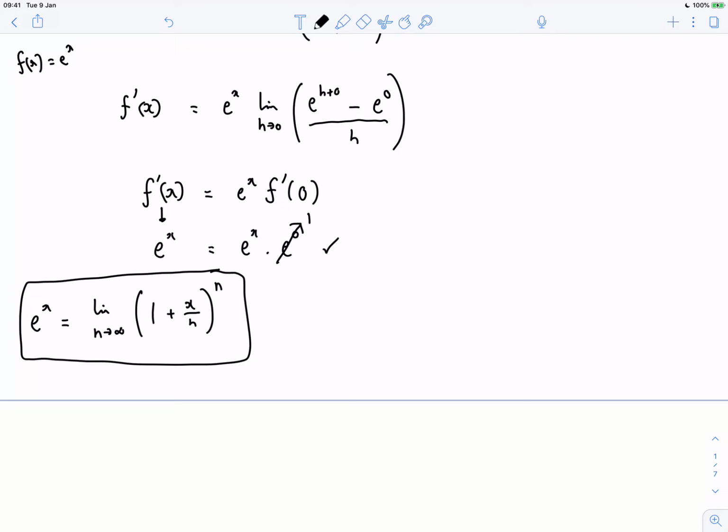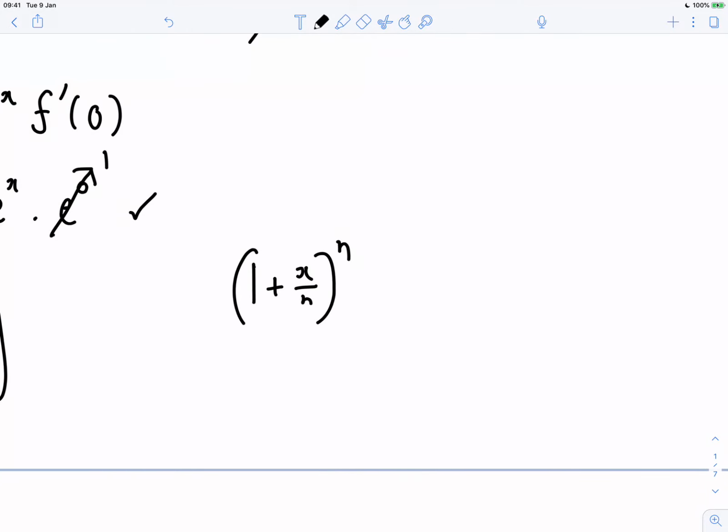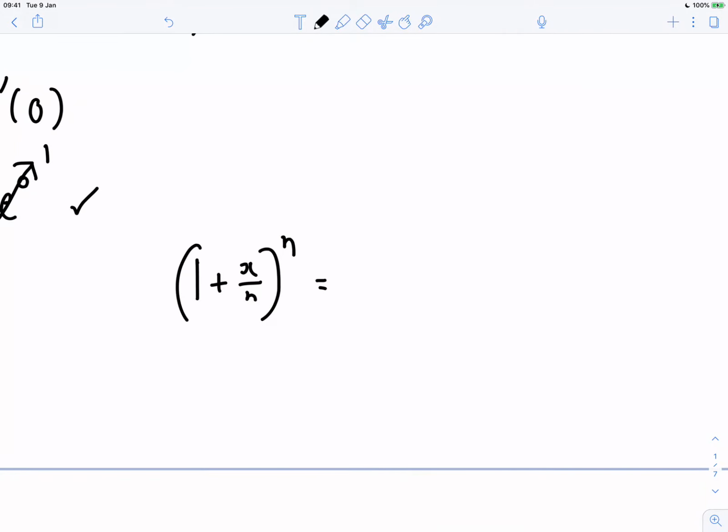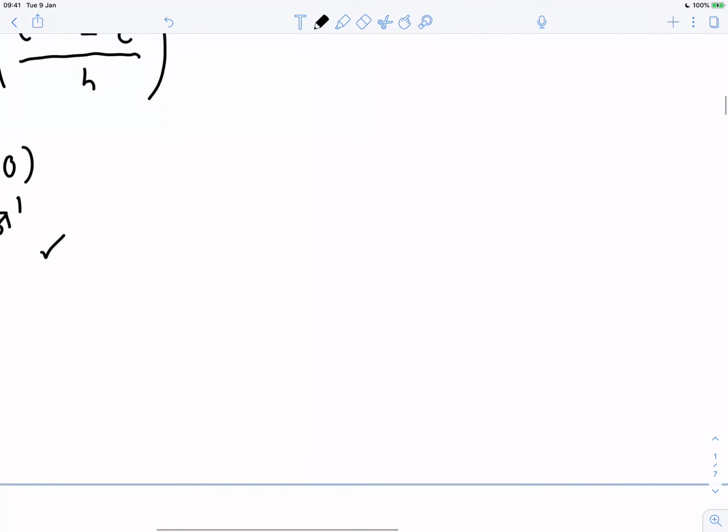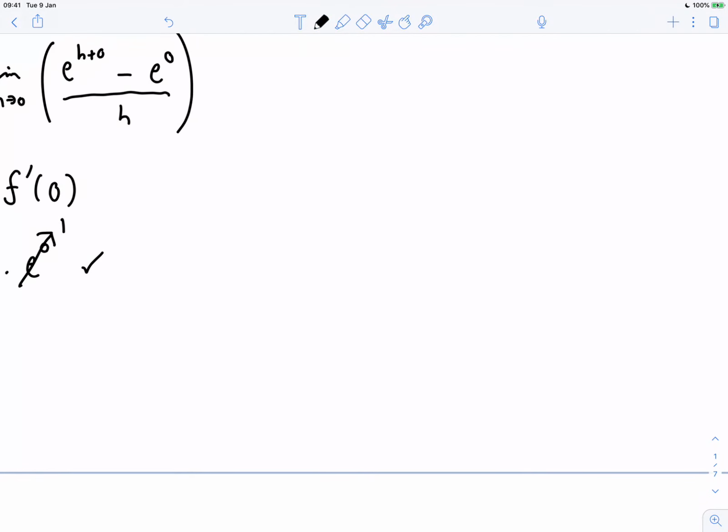Okay, so let's suppose I wanted to expand 1 plus x over n to the power n. Now, the binomial expansion of this, well, let's just think about what the binomial expansion would be. Let's say I've got 1 plus x to the power of n.